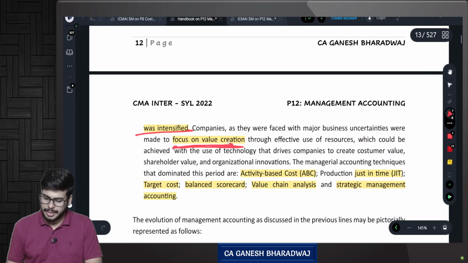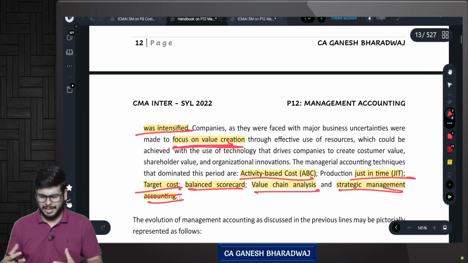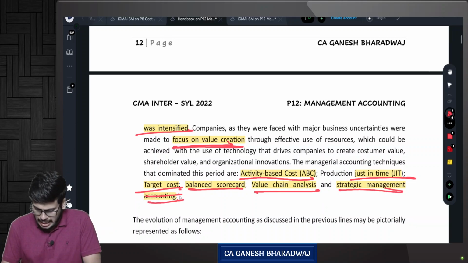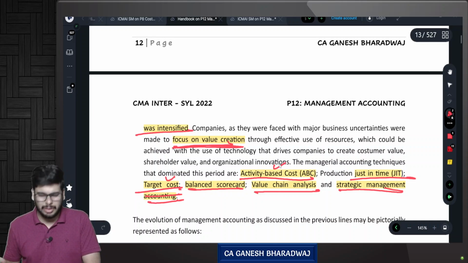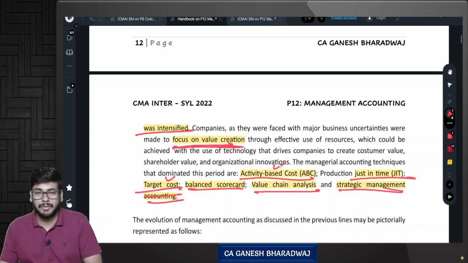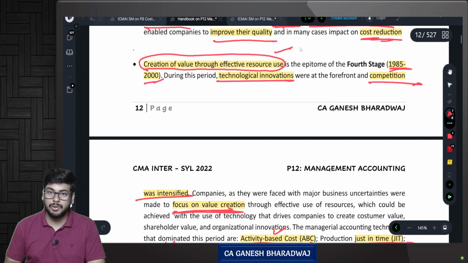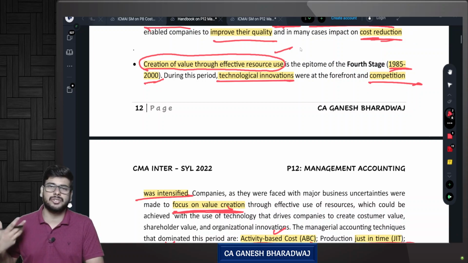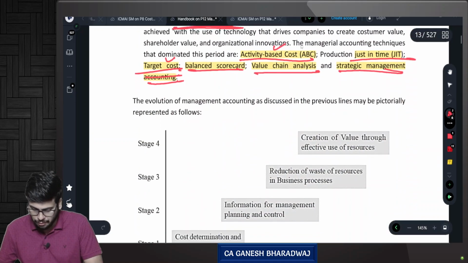The managerial accounting techniques that dominated this period were ABC, activity based costing, just in time, target cost, balanced scorecard, value chain analysis, and strategic management accounting. What they are, in the respective chapters we will be seeing. In fact, target cost is a part of your CMA final syllabus. Activity based costing is chapter number 2, the next chapter we will be seeing. So certain areas we'll see here, certain areas in final. In the fourth stage, where the entire focus was on creation of value, that's when they came up with the advanced tools that we use currently. That's a part of your syllabus. That's when real management accounting evolved. Are you clear with this?